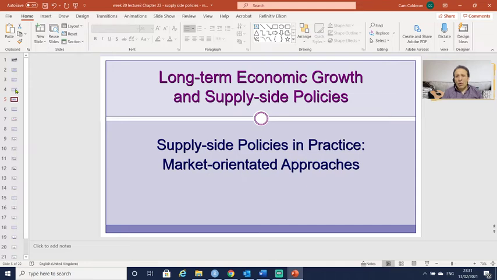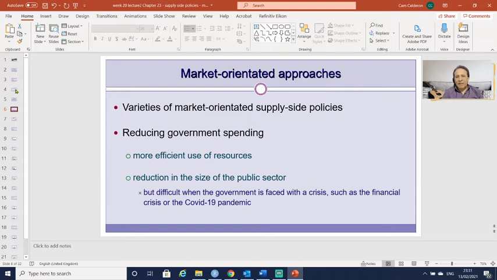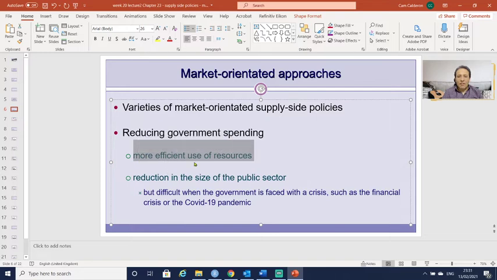So let's go over the supply-side policies in practice. In practice, we have varieties of market-oriented supply-side policies, and we are going to cover them now. The first one is reducing government spending. The core idea is a more efficient use of resources, and the resources we have saved can be used in something more useful. So we have the reduction in the size of the public sector.